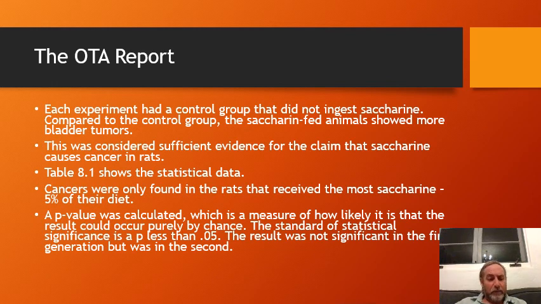So we'll look at the table in a moment. But cancers were only actually found in the rats that received the most saccharin. So 5% of their diet was saccharin.